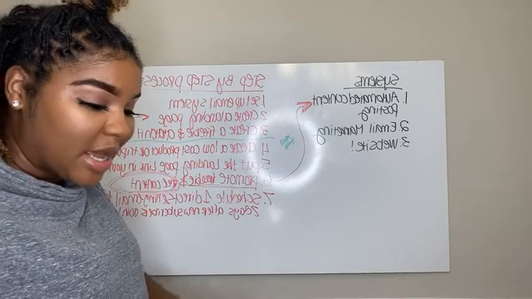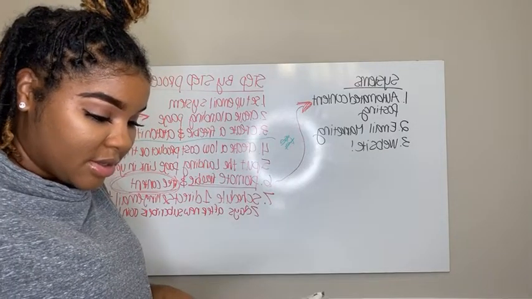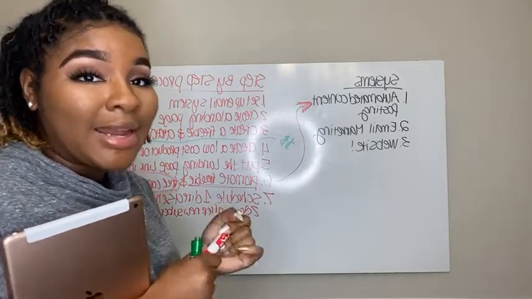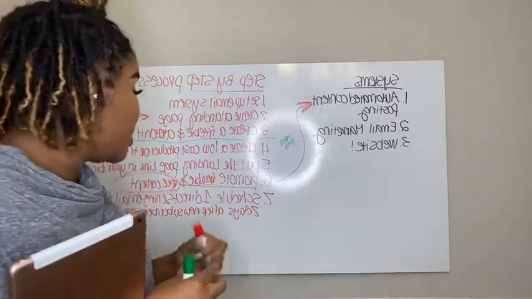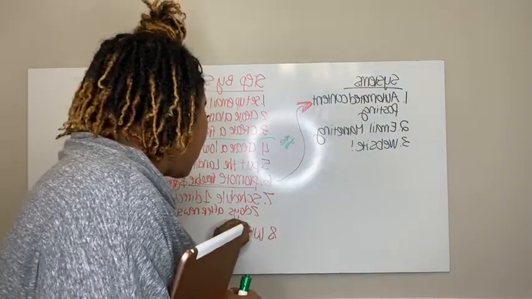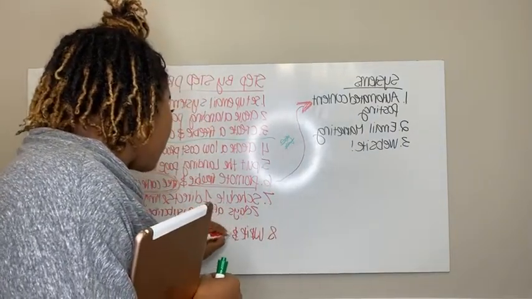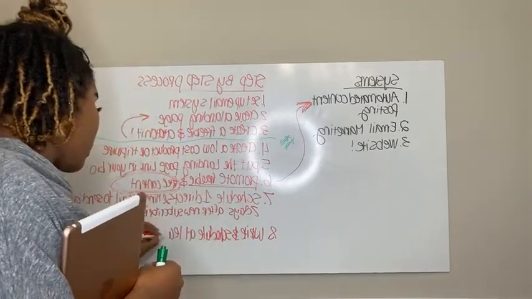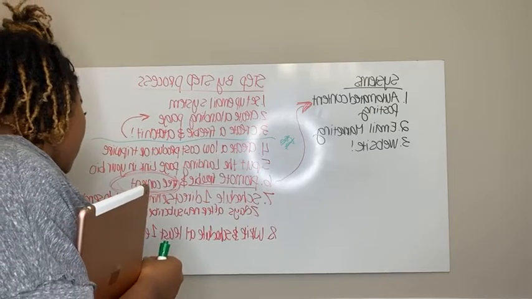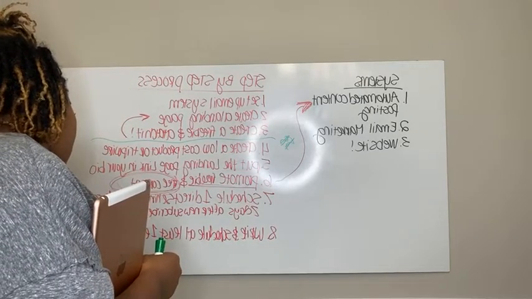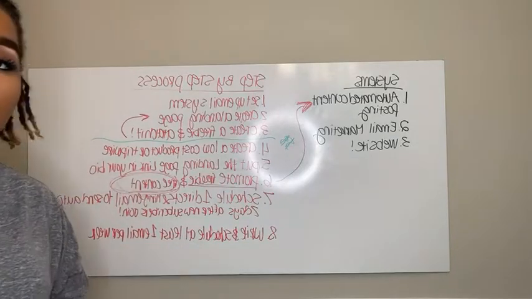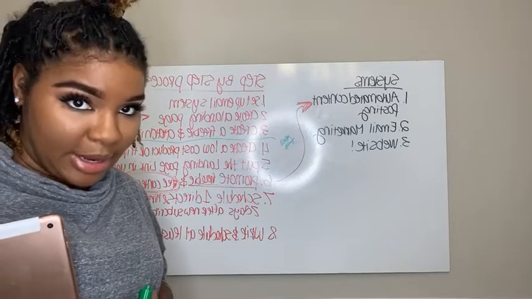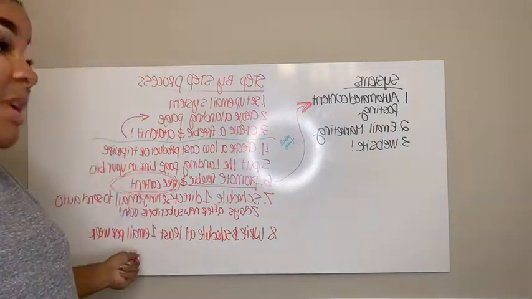All right. So last but not least, step number 8 for your setup. Write and schedule at least 1 email per week. All right. That's going to keep people on your list.